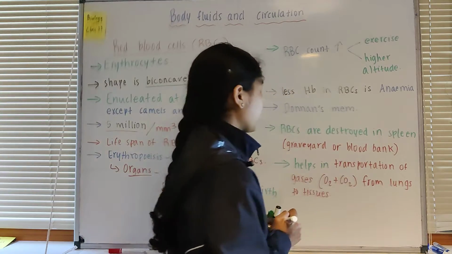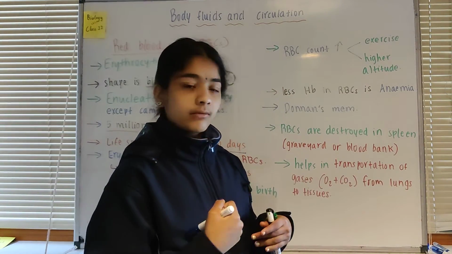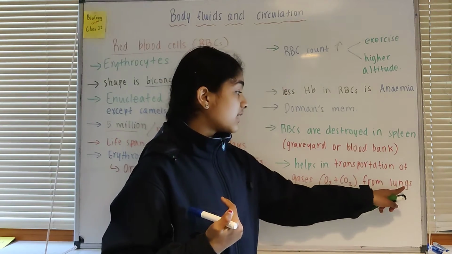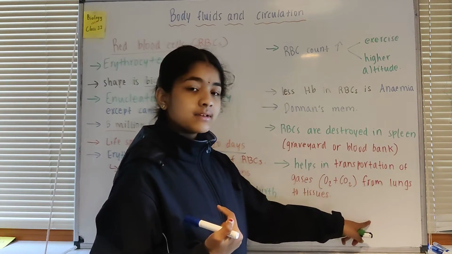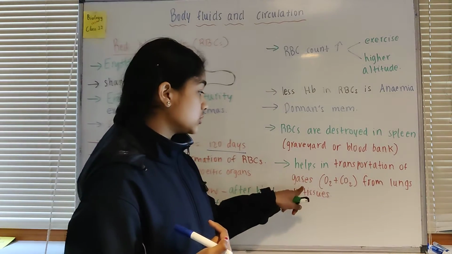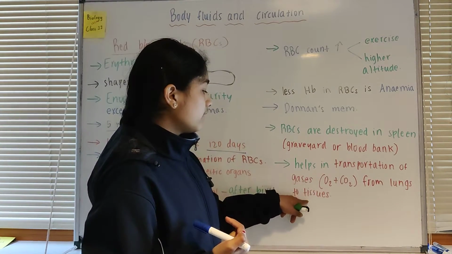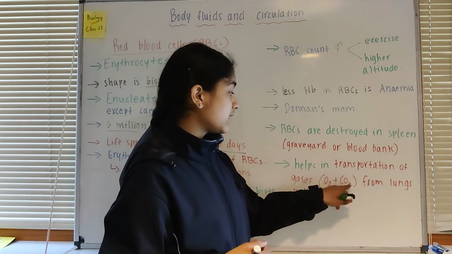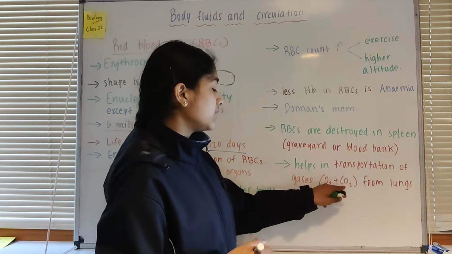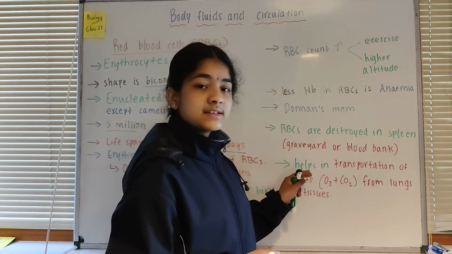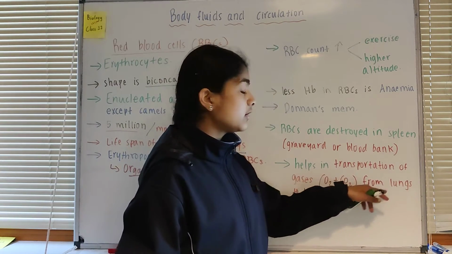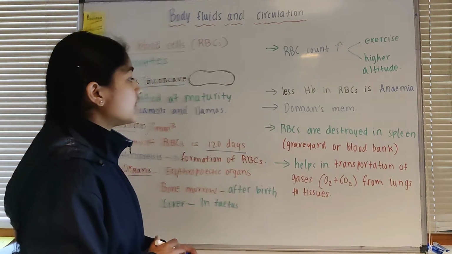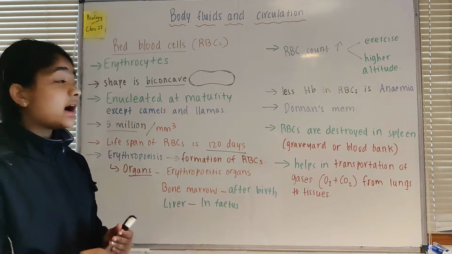So from the lungs, when we inhale oxygen, the oxygen comes near the lungs, and from the lungs these RBCs transport it to the tissues. And again, when the tissues have the waste carbon dioxide, the gas that we don't need, the RBCs help in transportation of this carbon dioxide to the lungs. So from lungs to tissues, or from the tissues to the lungs. So this is the function of the RBCs.